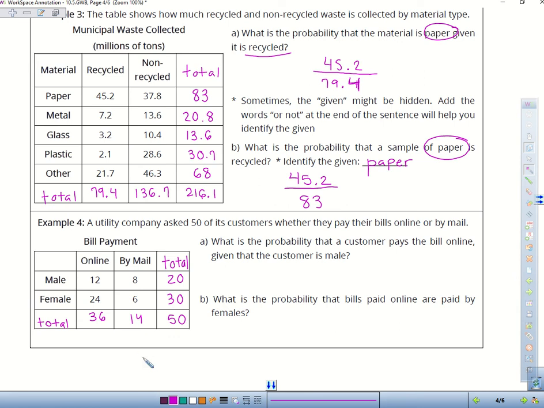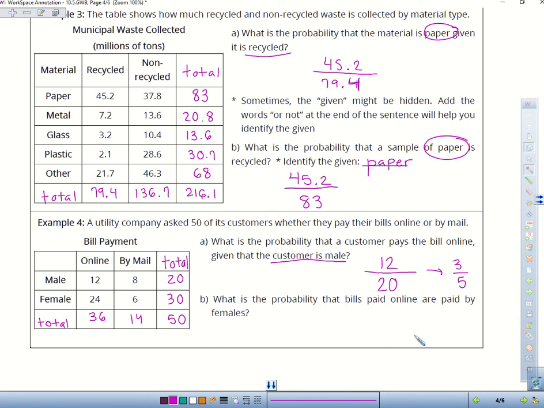So what is the probability that a customer pays a bill online given that customer is male? So we're looking at the total number of male customers, which is 20. And of that, we're looking at ones that pay online, 12, which reduces to 60%, or 3 over 5. Good.